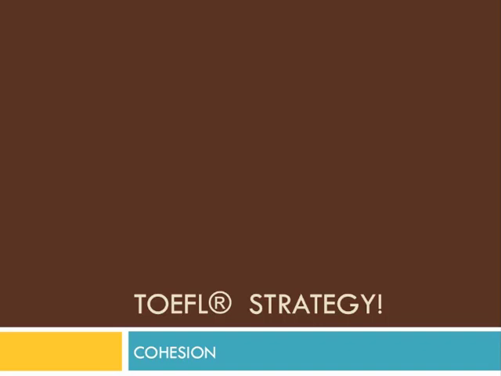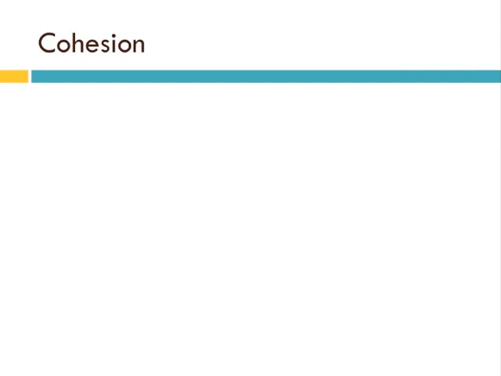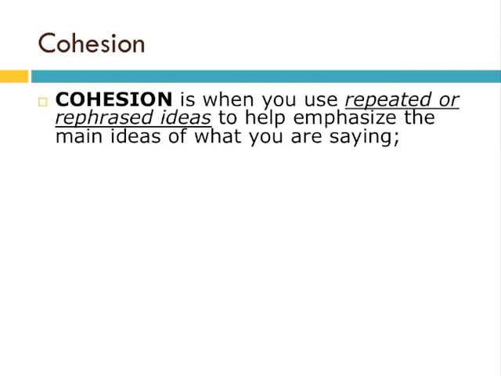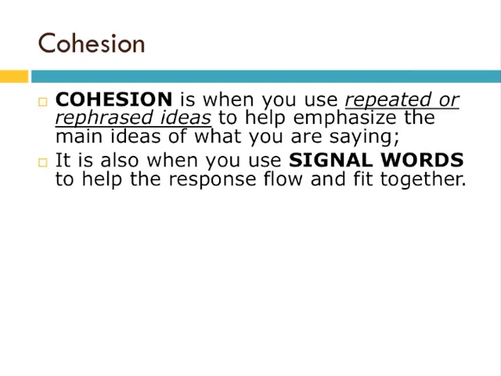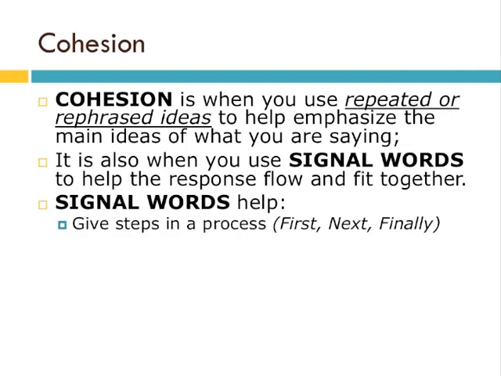Now, the second idea of the strategy is cohesion. And this is where we really come into the idea of how to connect information. Now, cohesion, kind of broadly defined, is when you use repeated or rephrased ideas to help emphasize the main ideas of what you are saying. It also involves the use of signal words. And signal words are key, I think, to this part of the test because it helps the response flow and fit together.